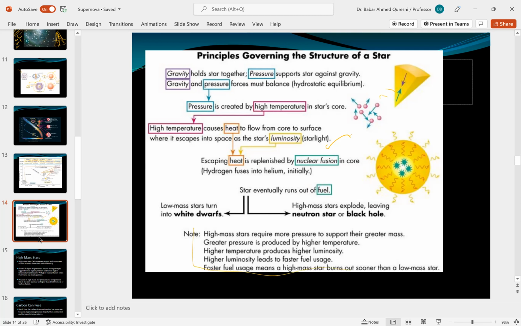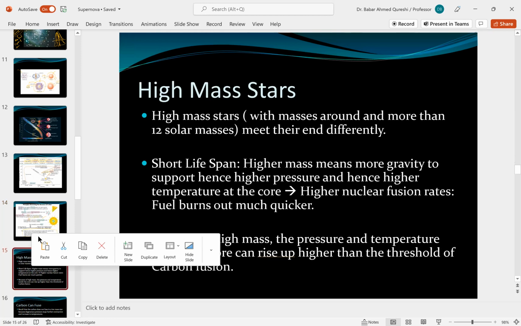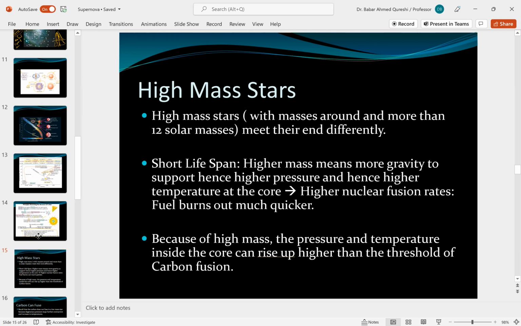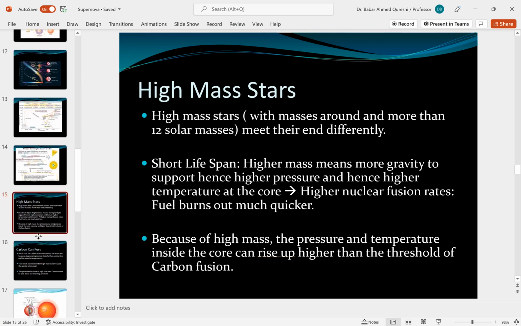And this is what we also discussed, that the high mass stars require more pressure to support their greater mass, and greater pressure means higher temperature, which means higher luminosity. So faster fuel usage, and you run out of the fuel very quickly. So the high mass stars, defined as about 12 solar masses, they meet their end differently. So why do they meet their end differently?